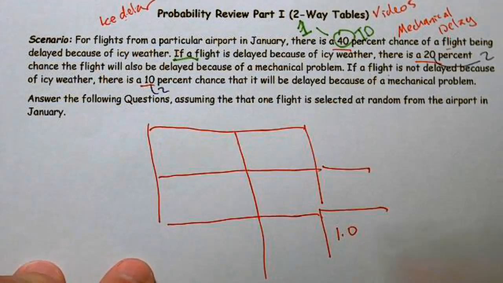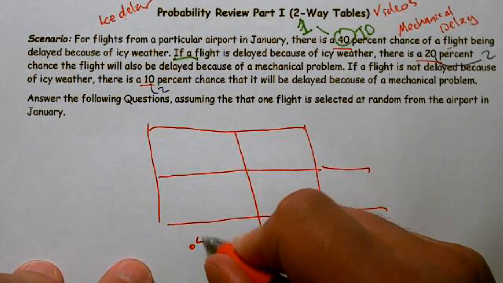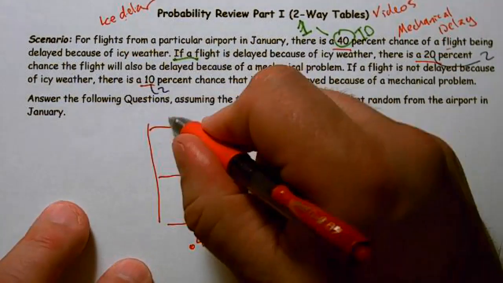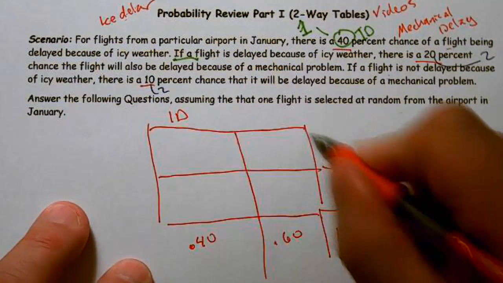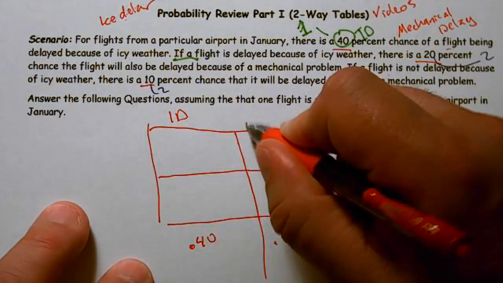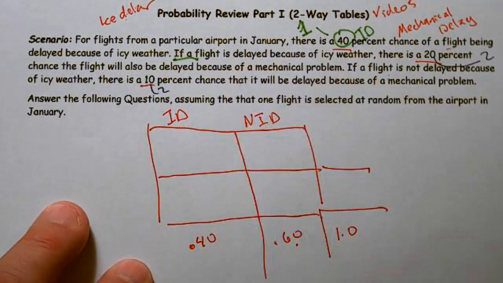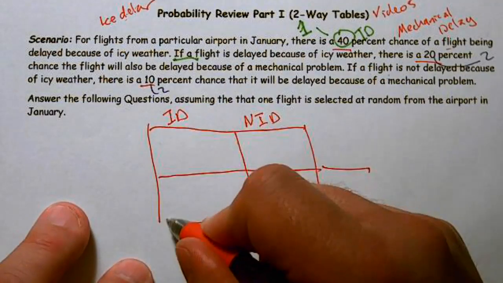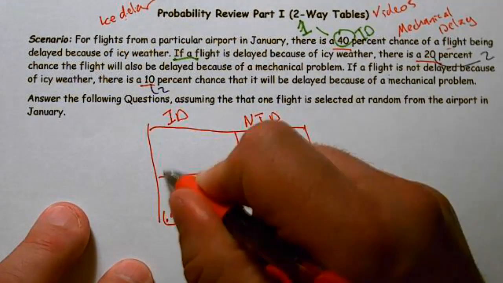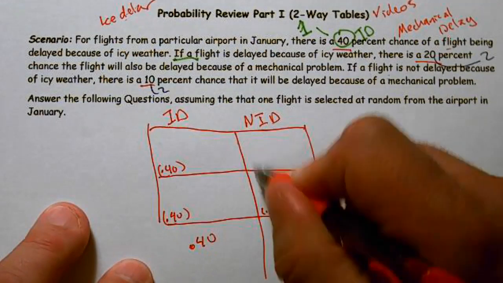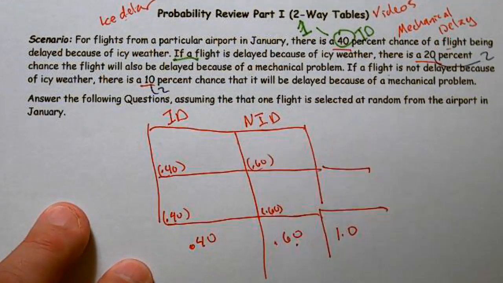And I'm always going to put that number right here every single time. And that makes this 60%. Well, what was this? This was an ice delay, so this would be no ice delay. And I try to make these really simple: ice delay, no ice delay. And then I'm going to take those numbers and write them fairly small and bring them just straight up in the column. Just like that. All right.